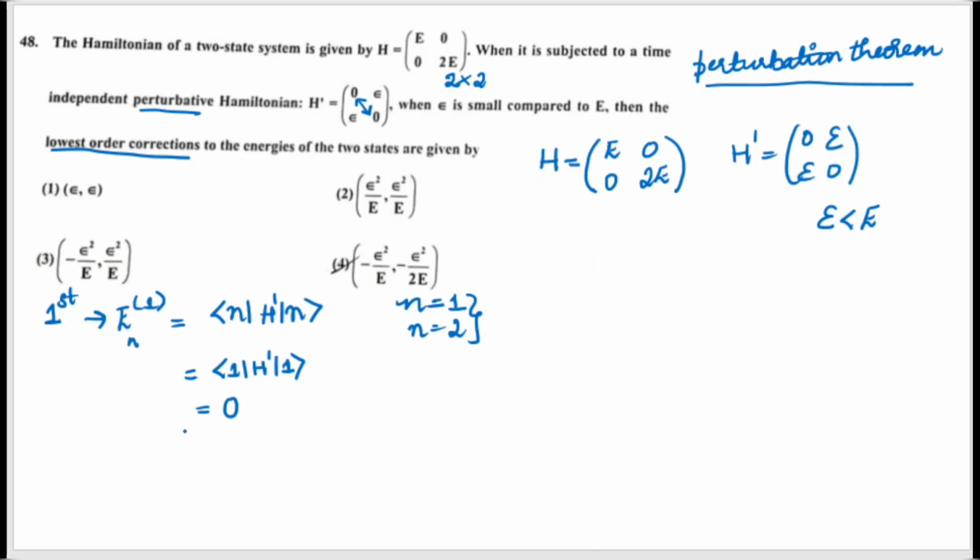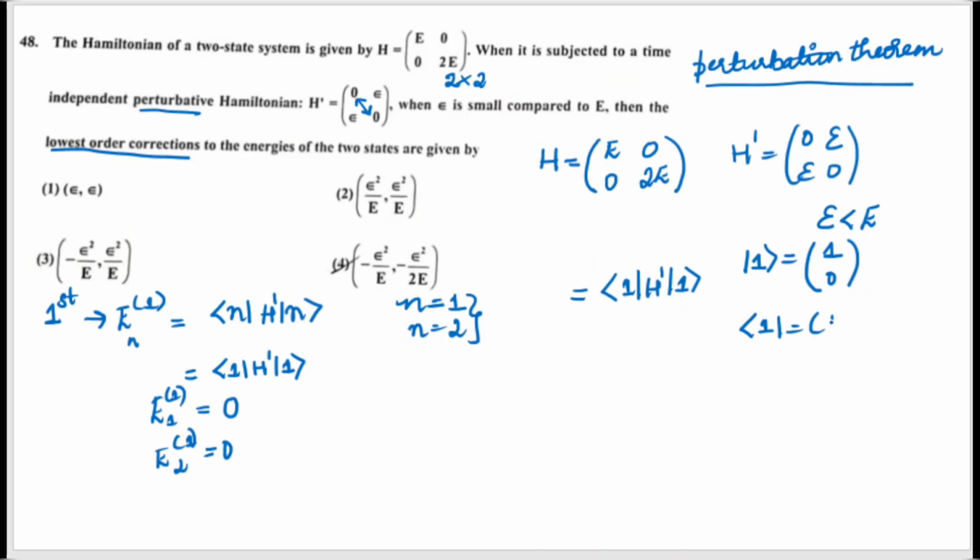For n value which is equal to 2 also, I'll get the solution to be 0 itself. I'll solve 1. How will it form? So what we have is bra of 1 into h prime into ket of 1, right? Now what is the h prime value? It is 0 epsilon epsilon 0. Now tell me what is the bra value. In the matrix form we can write it as 1 0. The ket value is also 1 0. So these are the forms of ket and bra in terms of matrix.